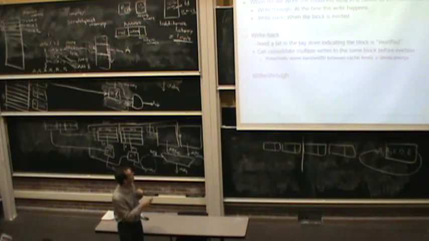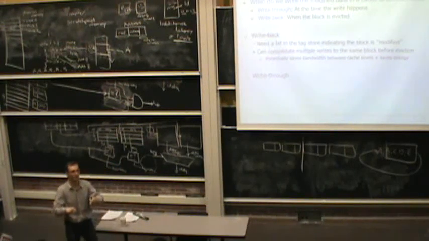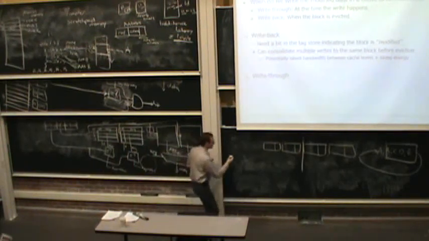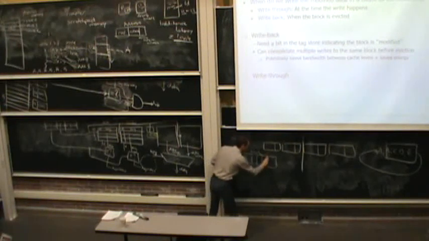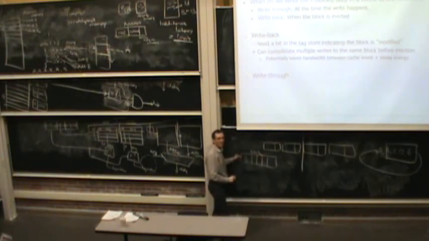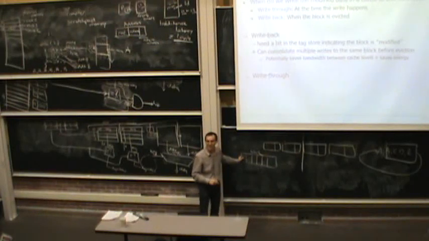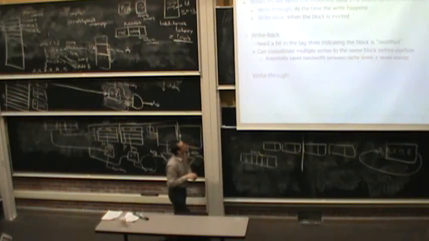The downside of this is there's an extra bit. The advantage of this is now you can consolidate multiple writes to the same block. Right? All of the writes don't need to go to memory. This is your cache block. You could have a store to the first word, and then a store to the next word, store to the next word, store to the next word, store to the next word. And if you have a write-back cache, none of these need to go to memory individually. You could do all of these stores in the cache, and when the block is evicted, you write back the entire modified cache block. That's the advantage.